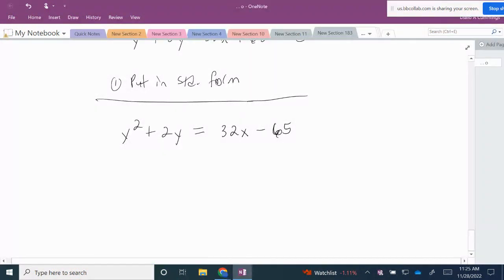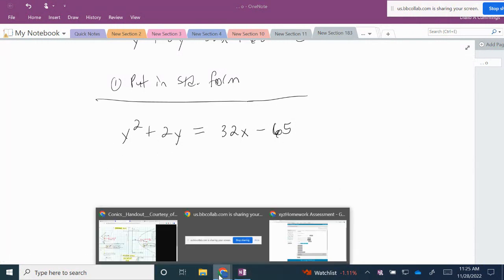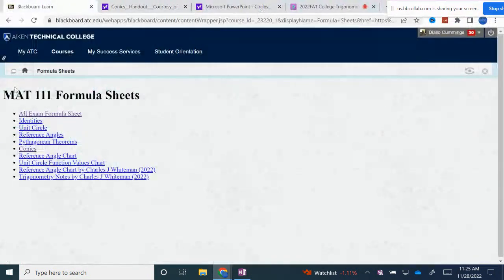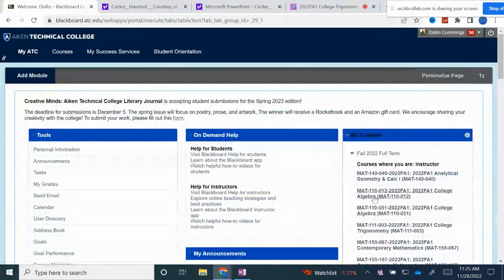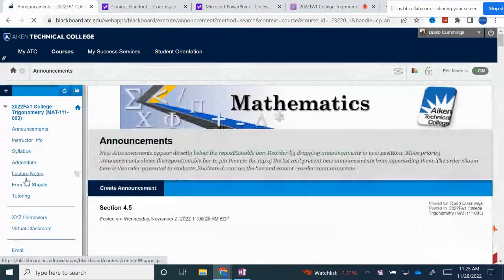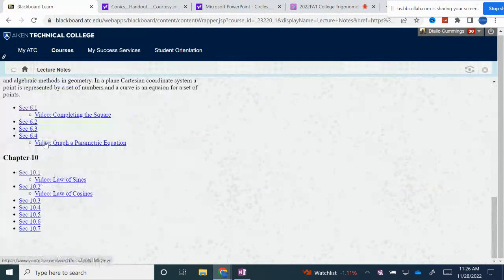The next thing I want to do is complete the square. At this point, I just want to guide you to this particular video. If I go back into the course and go into lecture notes, there is a video on how to complete the square, which is what we're about to do in the next step. If the next step is unclear, you may want to go back into the lecture notes section and watch this complete the square video.